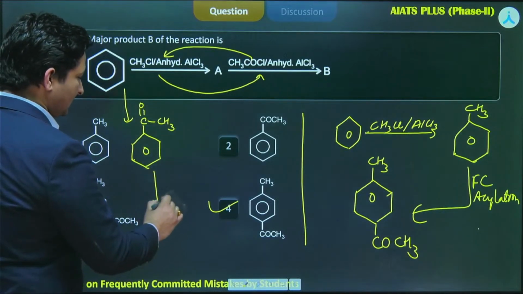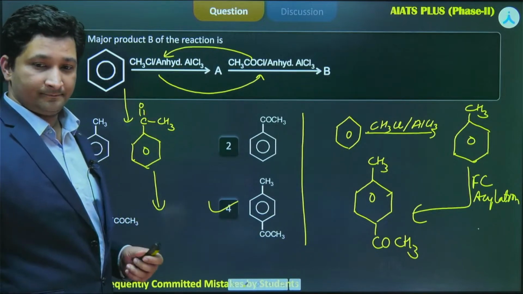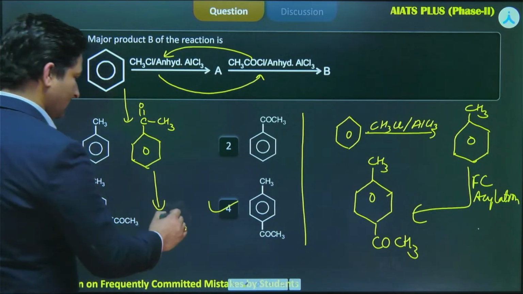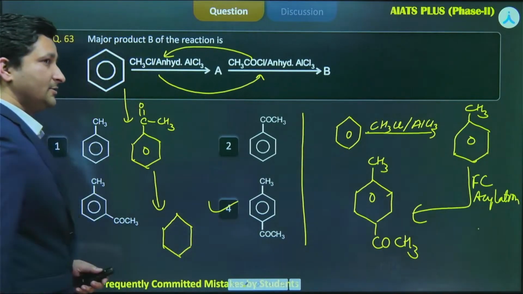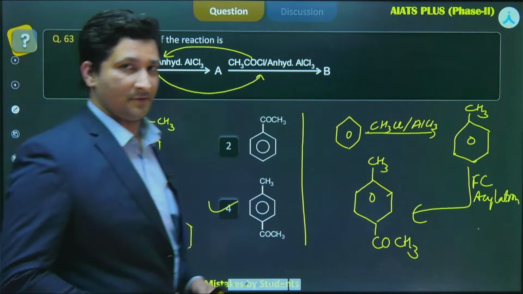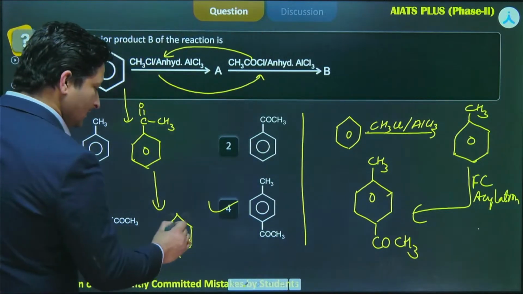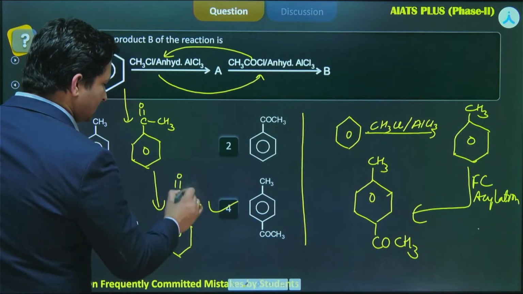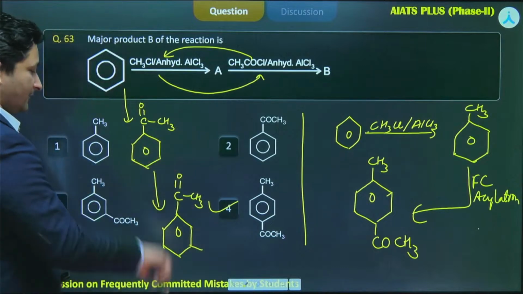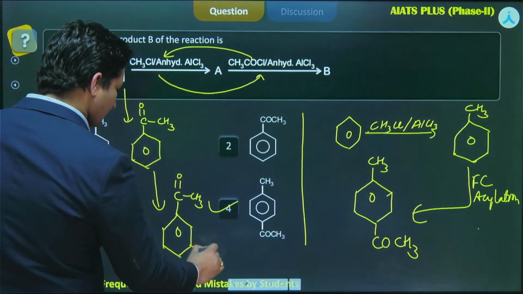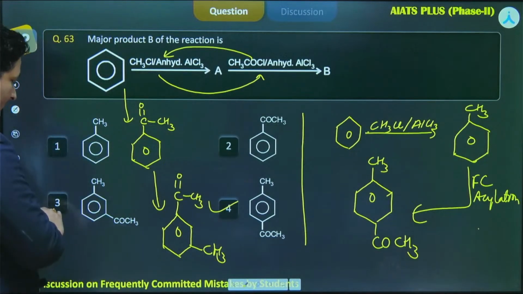So if the Friedel-Crafts alkylation takes place now, yes, Aishwarya, you made a silly mistake, but it's okay. The more mistakes you commit here, the lesser the chances of repetition again, if you revise them accordingly. So C double bond O CH3, and finally, after Friedel-Crafts alkylation, it will form CH3. So in that case, third will be the correct answer.